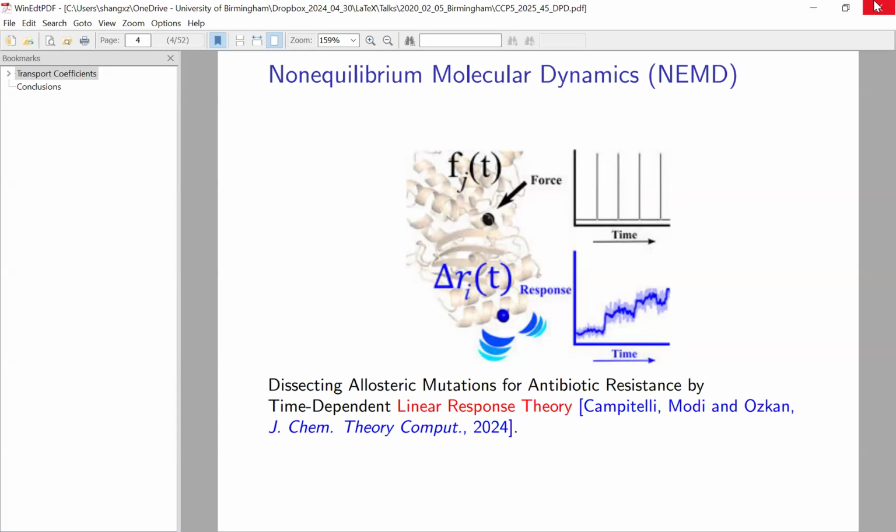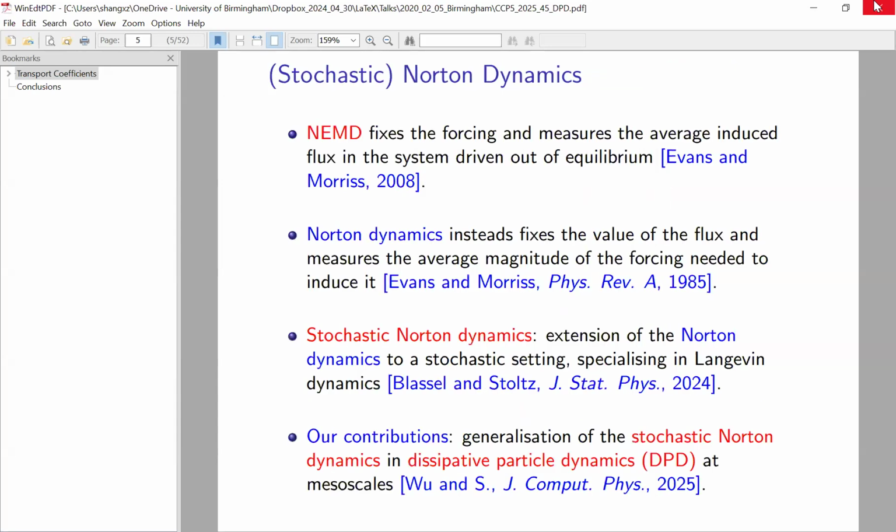But today, I'm going to talk about something very different, which is actually the opposite. As I mentioned, in NEMD the force we add is fixed. We fix the forcing and then measure how strong the flux generated by this additional forcing is. But for the Norton dynamics, it works completely the opposite. We fix the value of the flux and then measure how much forcing we need to induce that flux. It was first invented by Evans and Morris in the 1980s.